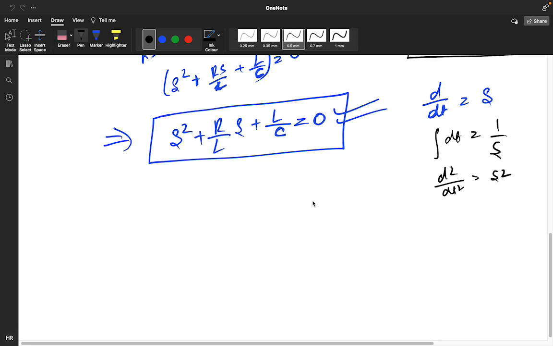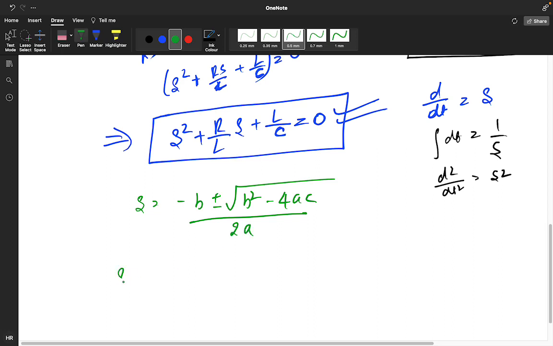So if you want to find the root of this equation, how will you get the root? Discriminant. I hope you remember discriminant. So for finding the root, we do s is equal to minus b plus minus root under b square minus 4ac by 2a.